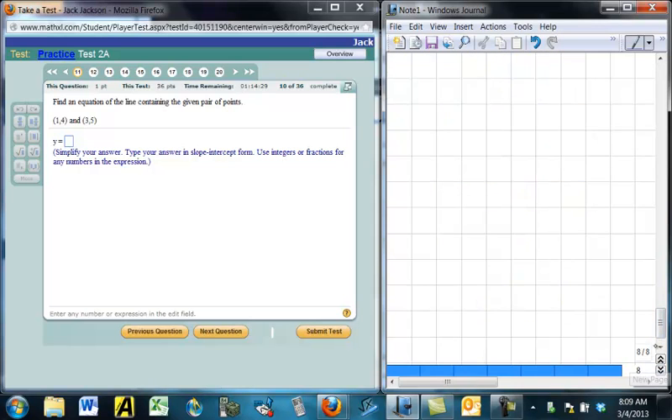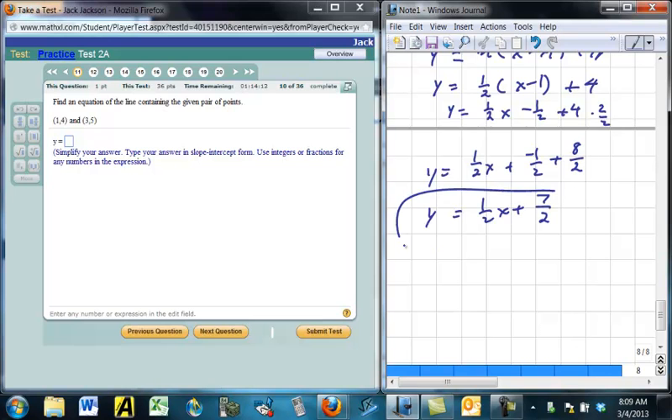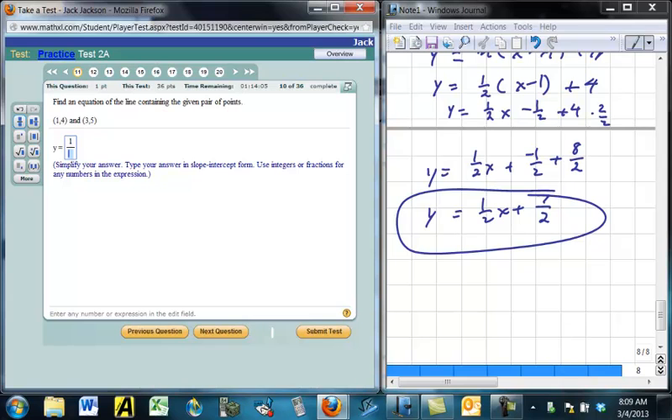Get a common denominator by multiplying the 4 by 2 over 2. So that's 8 halves plus negative 1/2 is 7 halves. And of course we still have to add to that the 1/2 x. And of course that's still equal to y. So that's what we want to put in there. 1/2 x plus, I believe that says 7 halves, right?